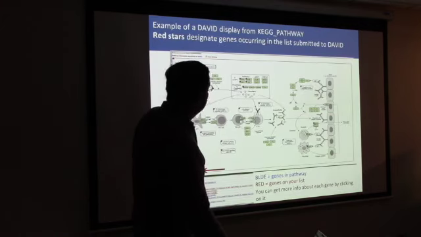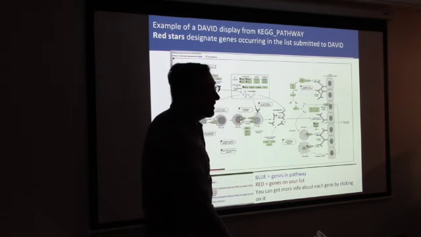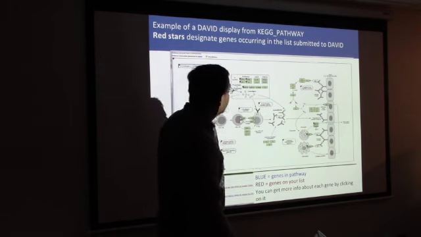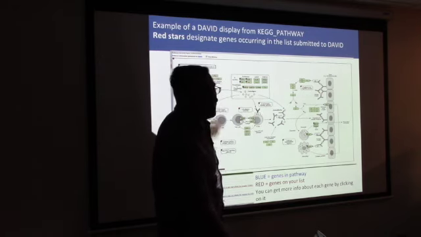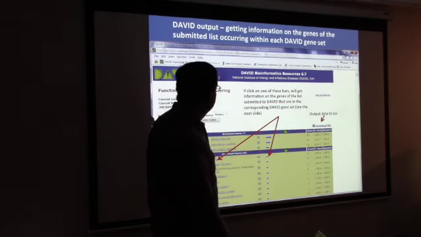Oh yeah, and you can also get this DAVID display from a KEGG pathway. Red stars designate genes occurring in the list submitted to DAVID. So you can look at it as part of a pathway. Where do your genes appear in that pathway with those red stars? I thought this was a pretty cool feature you have in DAVID to identify where my gene actually relates to in this pathway. And then you can do that here.